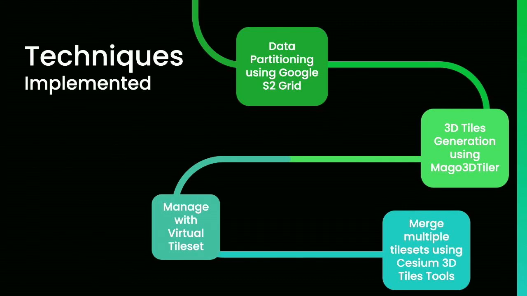So that is the technique we implemented for the project. In order to deal with the challenges and our goals, these are the techniques that we use. First, we use data partitioning using the Google S2 grid. Next, we generate the buildings into 3D, using 3D tile generation with Mago 3D Tiler. Next, we manage it with a virtual tileset, which you will learn about later. And the last one, we merge the multiple tilesets using the Cesium 3D Tiles tool.